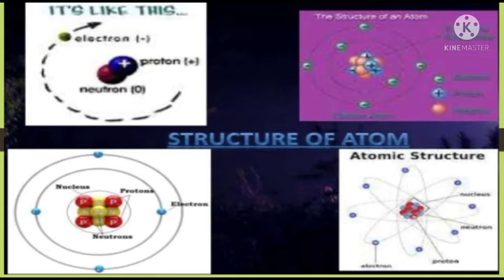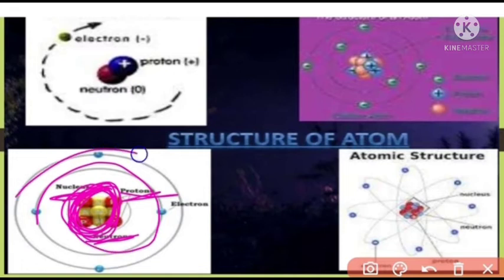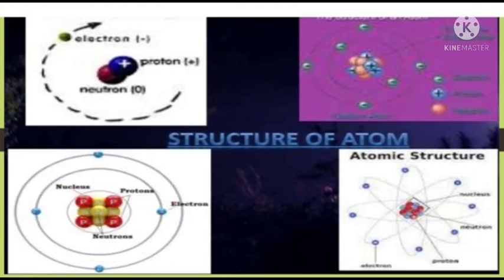This is the structure of atom. The center part of the atom is the nucleus. The nucleus binds two nucleons, one is neutron and another is proton. These two nucleons are bound inside the nucleus. Electrons revolve around in circular orbits, which are different energy levels. This is the structure of atom for all atoms in the periodic table.